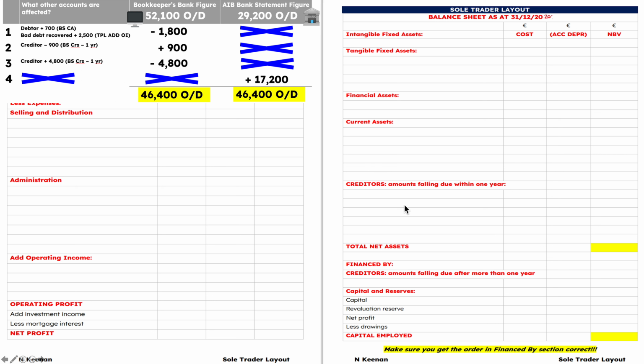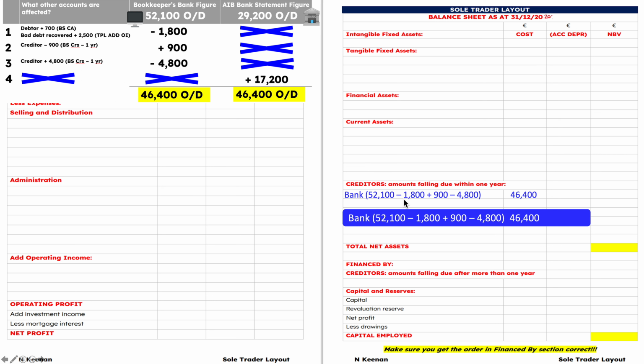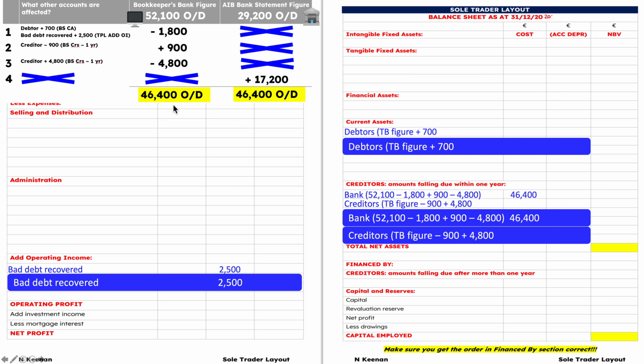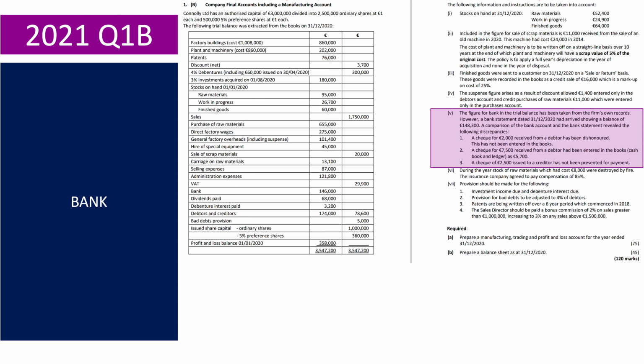So we'll do the bank first. The bookkeeper's bank figure 52,100 minus the 18,700, plus the 900, minus the 4,800, and we've got our 46,400. Okay. Then we have to enter the other things from what other accounts are affected. We've got debtor plus 700. We've got bad debts recovered, which is going to go in as added operating income in the trading profit and loss. And then we have the creditor minus 900 and then plus 4,800. So that is the 2021 bank adjustment done there. Then we'll move on to 2021, the manufacturing account question, and there was a bank adjustment here.